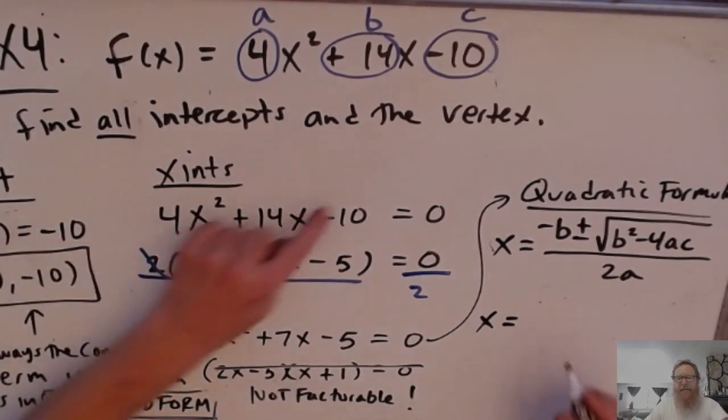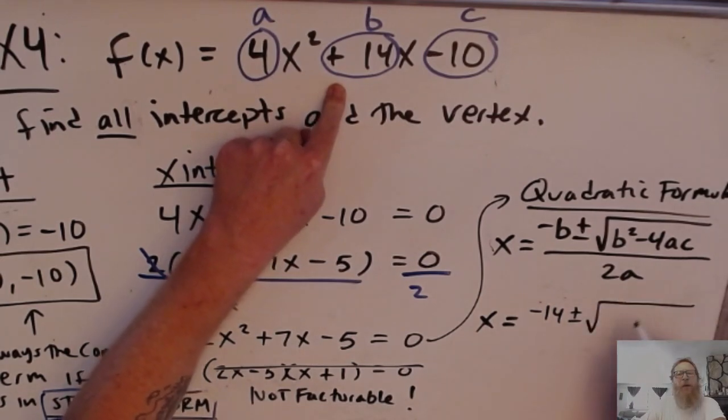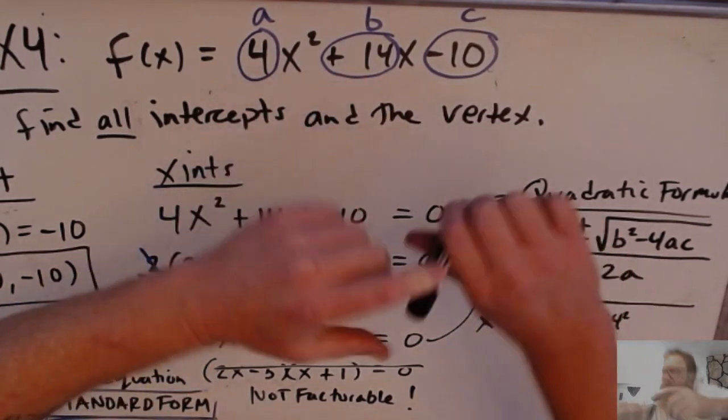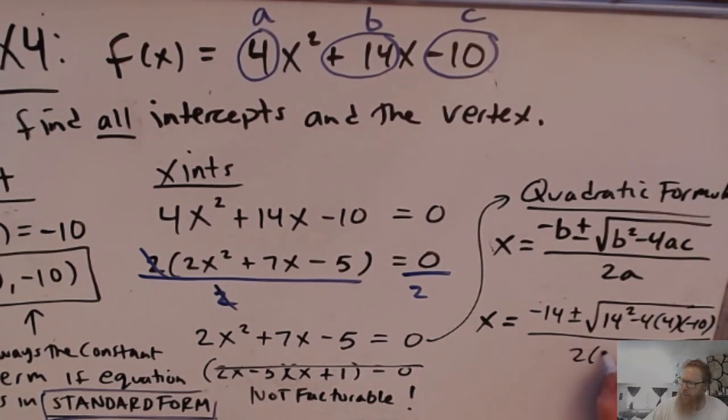x equals negative 14 plus or minus the square root of 14 squared. My battery's about to die. That was a close call. 14 squared minus 4 times 4 times negative 10, all over 2 times 4.